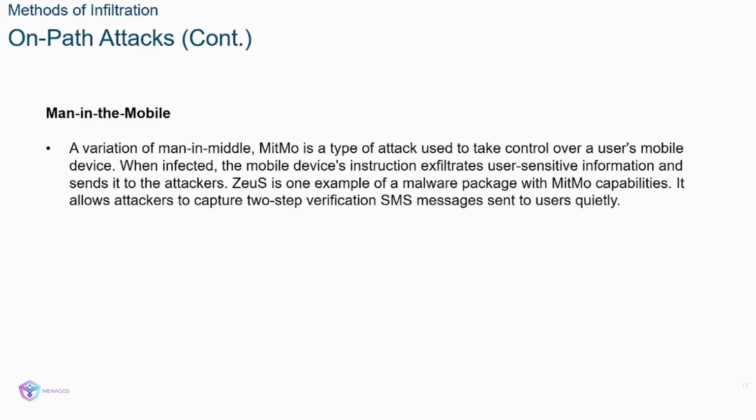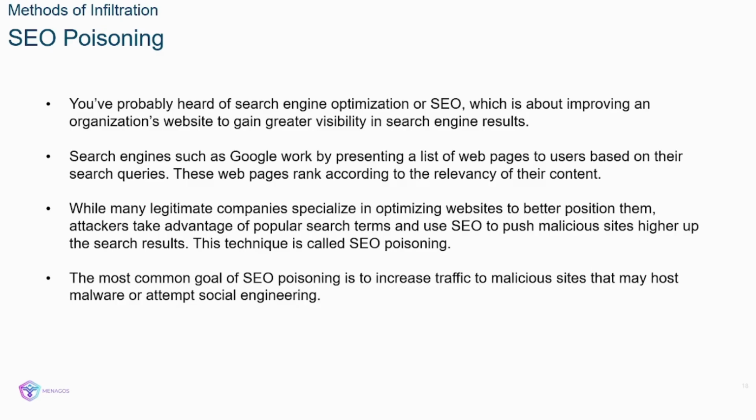One example, ZOS, could quietly forward your security codes to attackers, completely defeating SMS verification. Search engines can also be weaponized. Attackers use SEO poisoning to push malicious websites higher in Google search results. If you click one, you may end up on a site loaded with malware or social engineering traps.